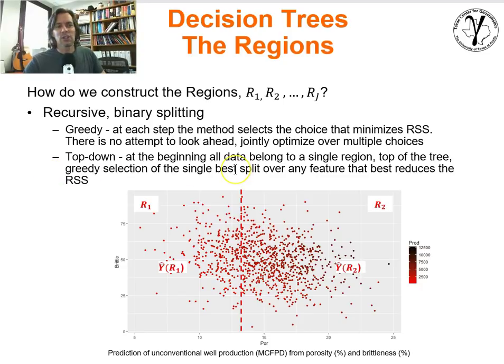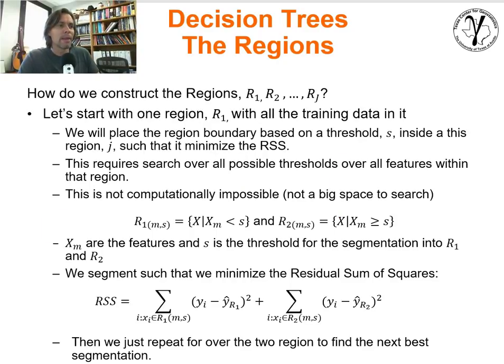And then you do greedy selection with the single best split over any feature that helps reduce the RSS. Then you can go to the next split and you'll apply the split within any possible region, any possible feature in order to best reduce RSS. So that's all we're doing. How do we construct it? Well, we'll start with one region with all the training data in it. We'll place the region boundary based on a threshold inside this region such that it minimizes RSS. We'll scan over all of the features within all of the regions in order to find that best split.